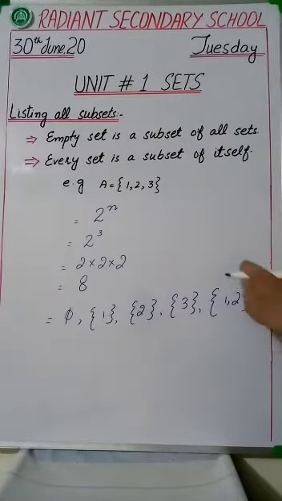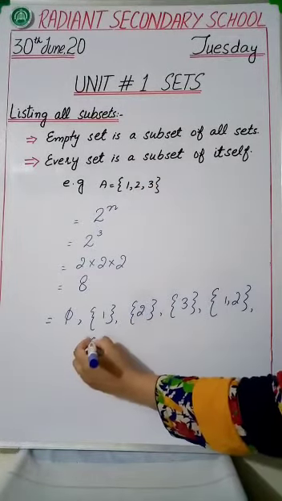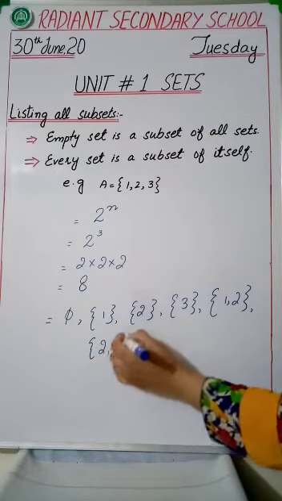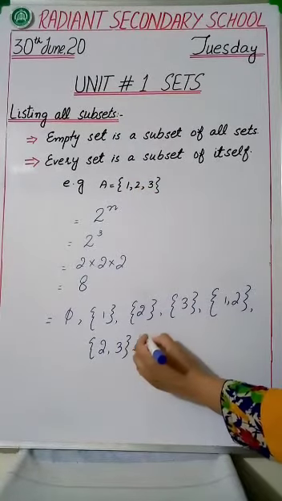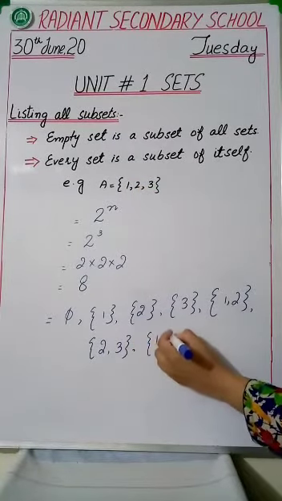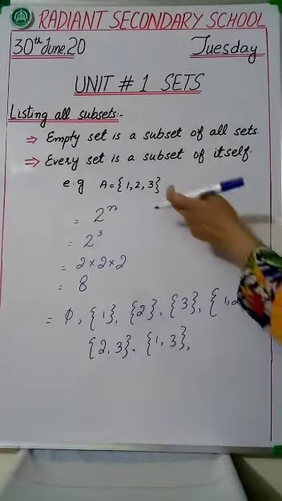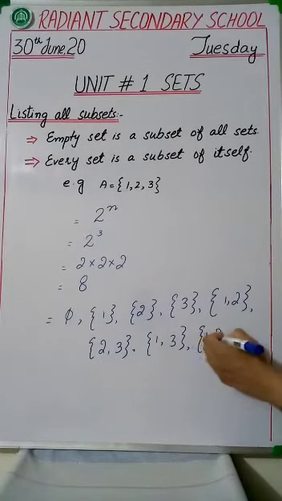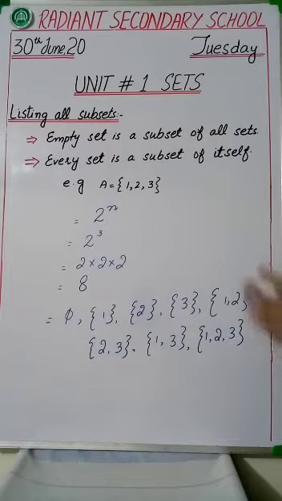The next subset will be the set having the two elements 2 and 3. So here it is 2 and 3. Now make a subset that will have the first and last element, and that will be 1 and 3. The last possible subset will be the set itself, 1, 2, 3.